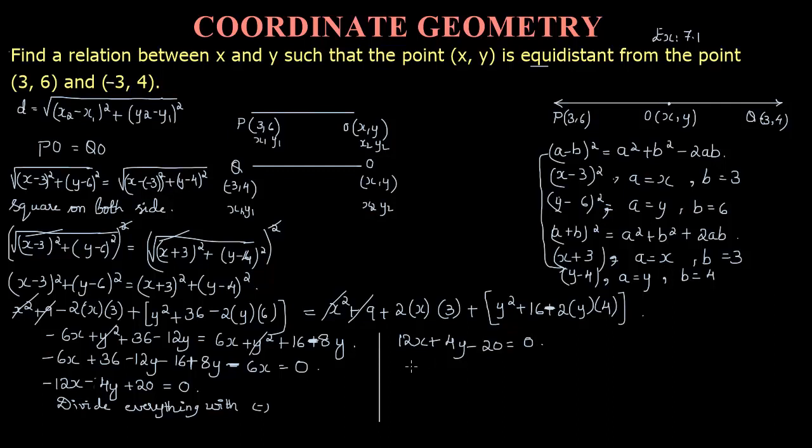So I want to find the relation between x and y. So let me keep x this side, and let me move everything on this side, right? So 20 minus 4y, let it be. So x will be equal to what? 20 minus 4y divided by 12. So this is the relation between x and y.